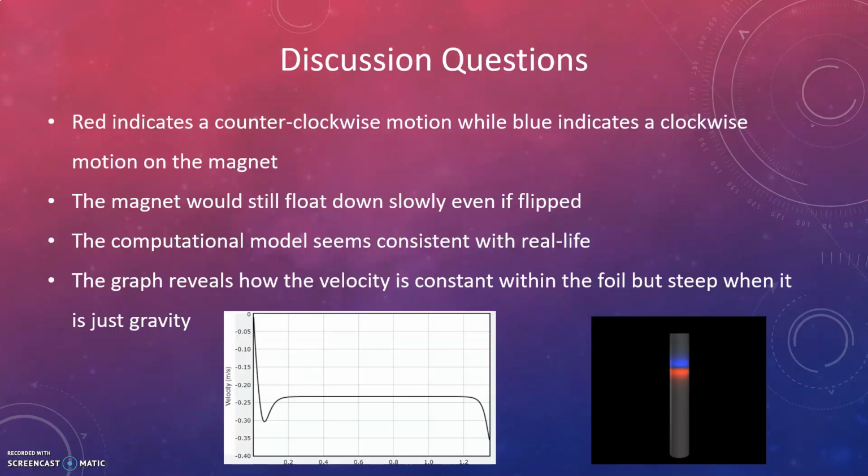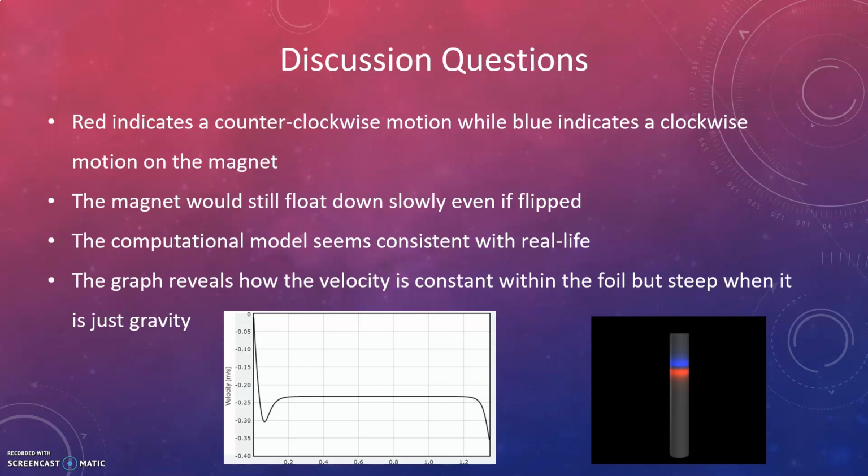So, for the discussion questions, the red glow indicates a counterclockwise motion, while the blue glow indicates a clockwise motion due to Lenz's law, where they are opposing each other, because the induced flux is opposite of what is producing that flux. The magnet would still fall slowly down even if the physical magnet and the poles were flipped, because it would still bounce out as it's falling.